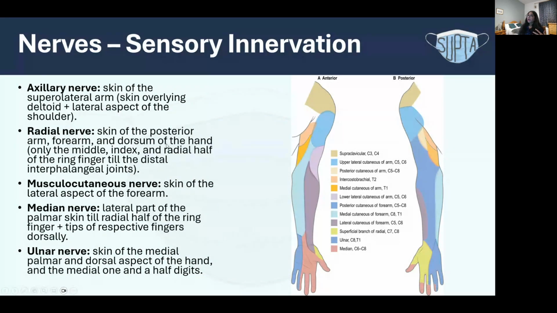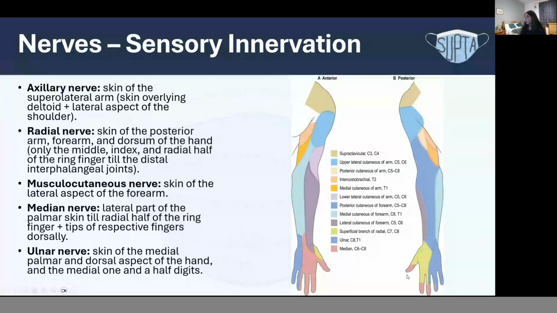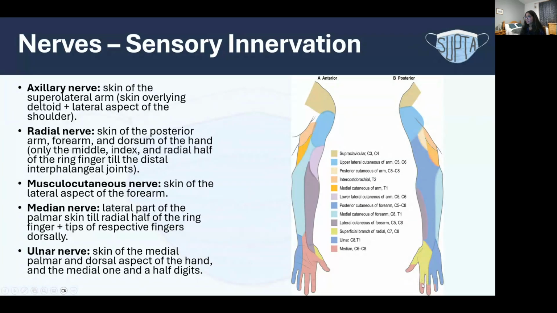You have your radial nerve. Radial nerve supplies the skin of the posterior arm, also supplies your posterior arm muscles, posterior forearm, and dorsum of the hand. So again, radial runs posterior, so naturally the sensory innervation is going to be radial, right? It also supplies the dorsum of the hand, so that bit there, and it has this very interesting fashion. It only goes up till the distal interphalangeal joints. You also have the musculocutaneous nerve, which supplies the skin of the lateral aspect of the forearm.